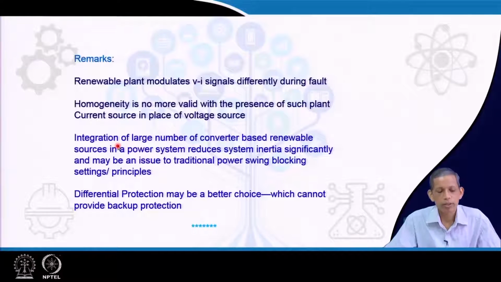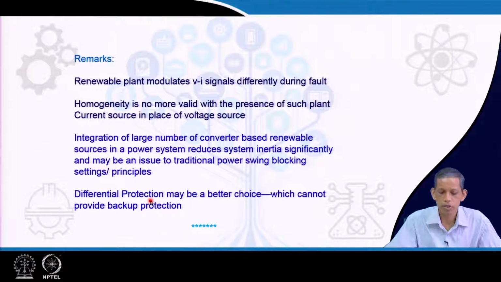Further, the important point is the integration of a large number of such converter based resources: there is no rotating part here, so the inertia becomes less. If the penetration of such renewable resources becomes more and more, system inertia reduces accordingly. So, therefore, during a swing operation also, the swing frequency will change, and in that situation the traditional power swing blocking settings and the principles associated, which we have learned in the distance relay, are under scrutiny.